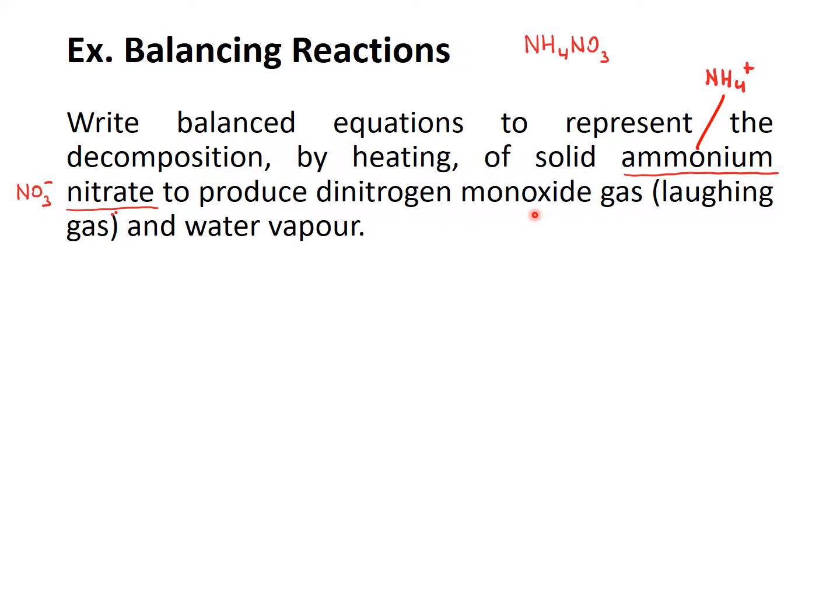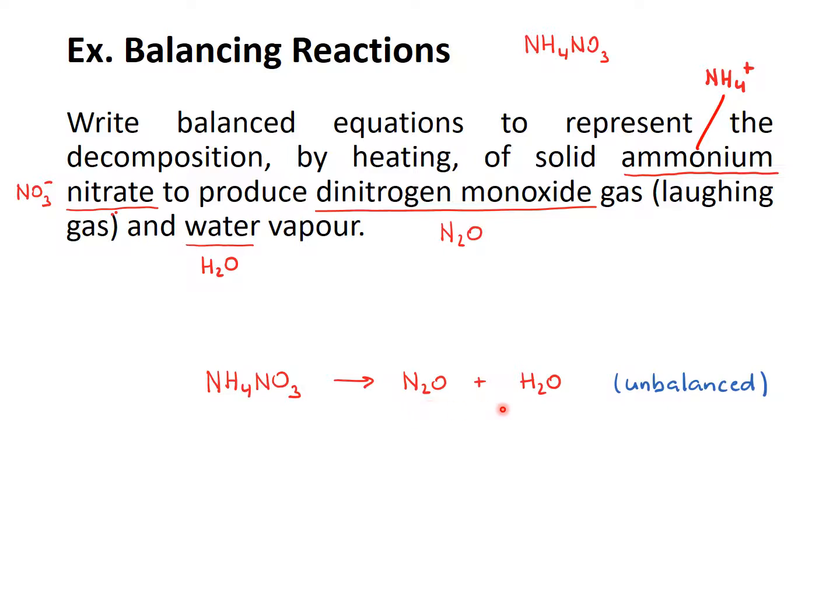Dinitrogen monoxide has the chemical formula N2O, and water, you should know, has the chemical formula H2O. So putting these together gives us the unbalanced reaction. We start with the ammonium nitrate, which we know decomposes to N2O and H2O. So in order to balance the reaction, let's look at the elements here.